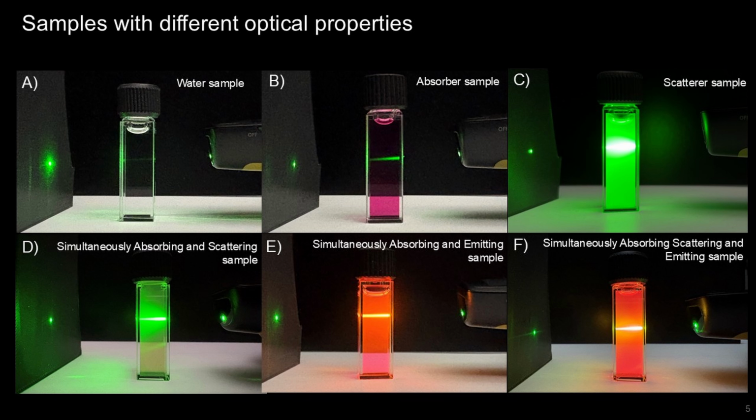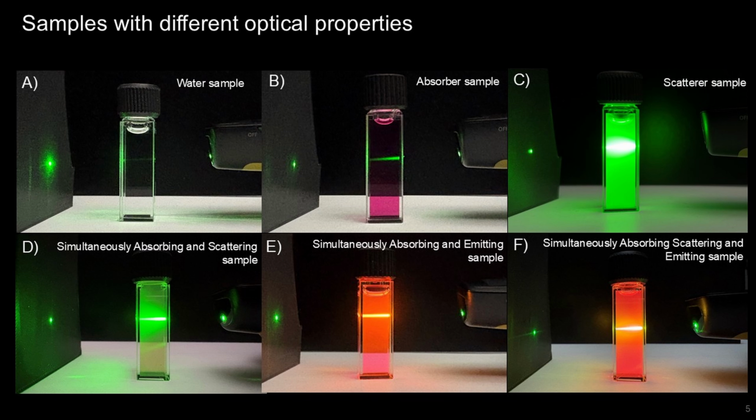In sample E, rhodamine 101, the sample not only absorbs light but also re-emits part of it as fluorescence. You will notice that the beam again dims, but this time, some of the absorbed green light is emitted back as orange fluorescence. This means that the light isn't entirely lost, but is actually being transformed and re-radiated.